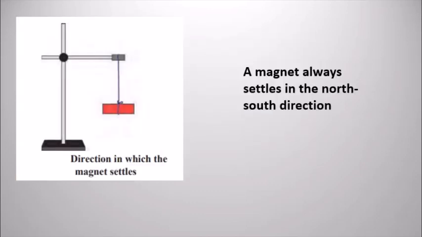As you can see here, we have taken a magnet and hung it freely. Even if you rotate the entire magnet, when it stops rotating and settles itself, it is going to set in the north and south direction. This you have to remember: a magnet will always settle in the north and south direction.